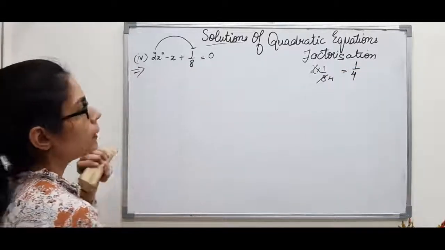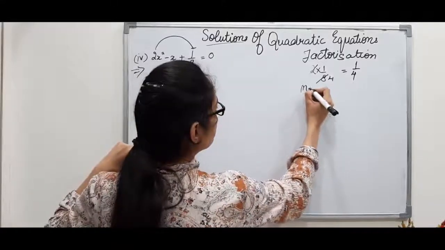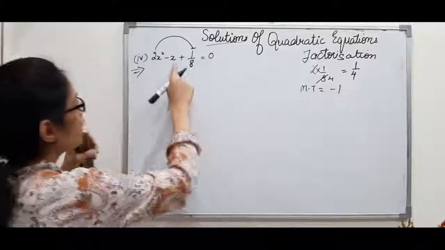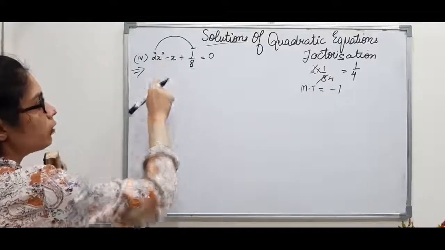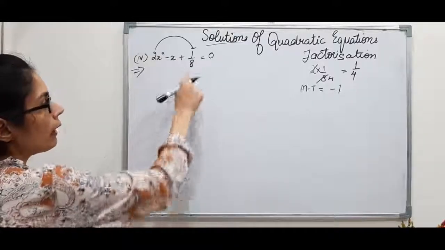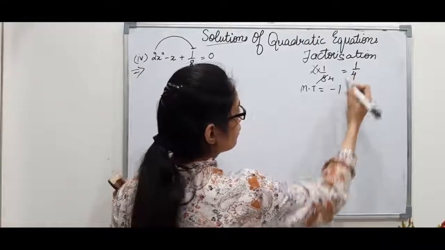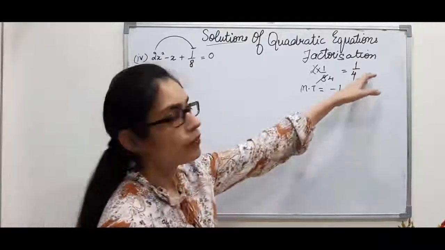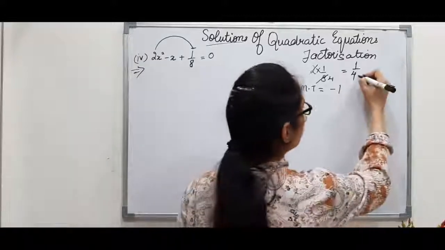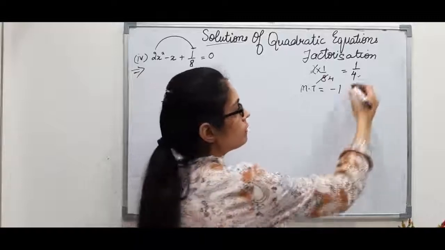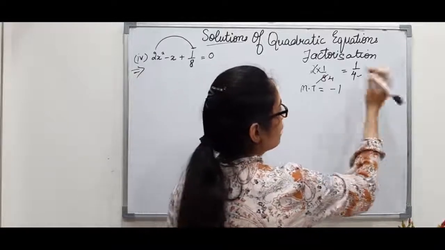Now we will write the middle term. The middle term is minus 1. We don't have to write the variables, only the coefficients and the constant terms. Now I have to make factors of this. Since it is a fractional number and the numerator is 1, we will just look at the denominator. We'll make factors of this.